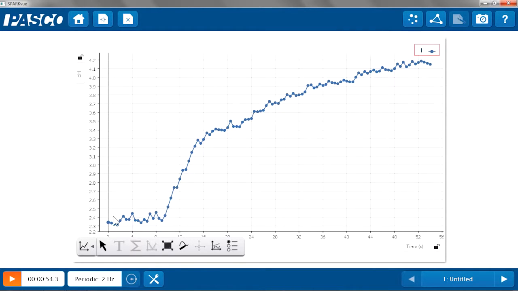But now the interesting question is, what else is happening in this reaction? You can ask your students, what's happening to the temperature? What's happening to the conductivity? Because of the simultaneous measurements, we can see all of that at once. So let's take a look. I'm going to stop my data collection.